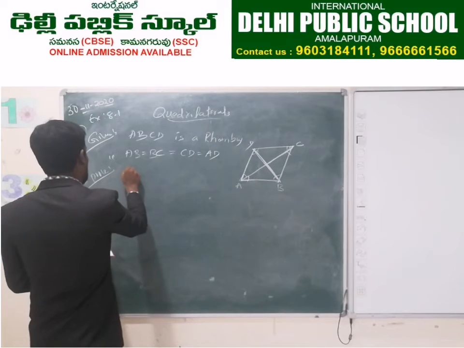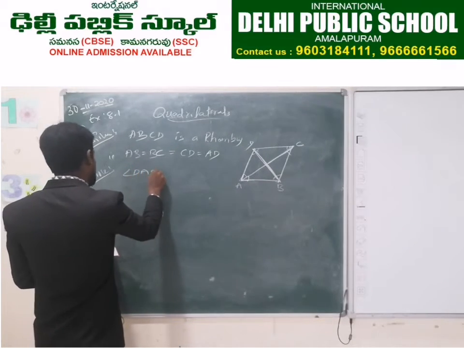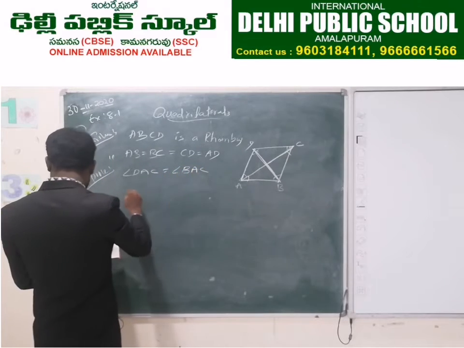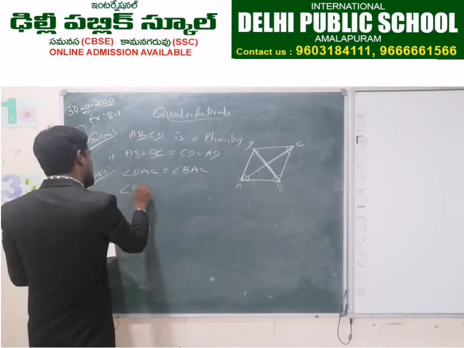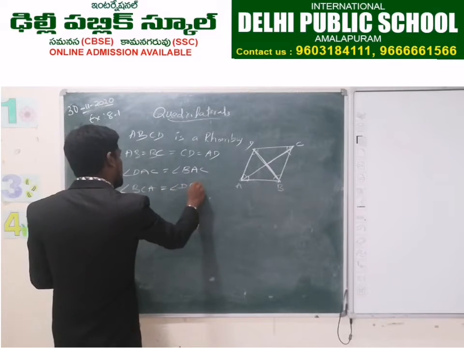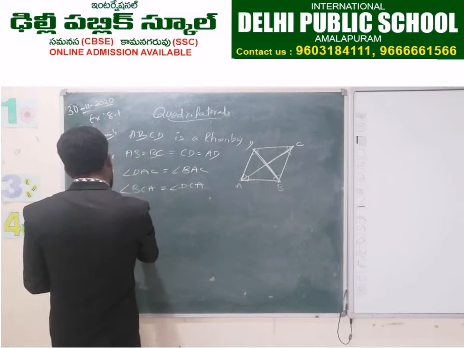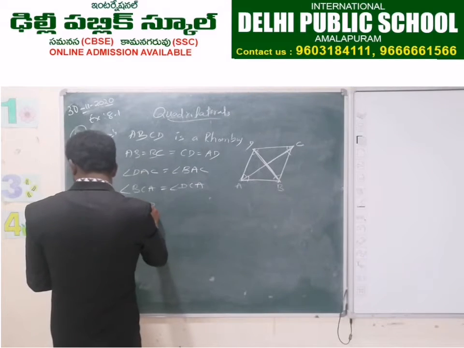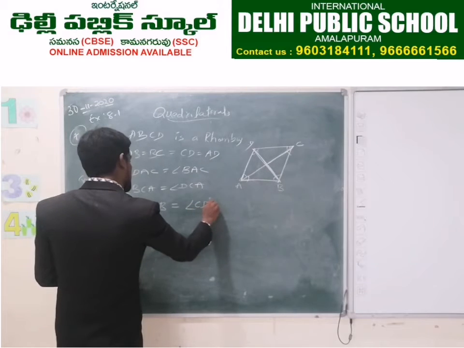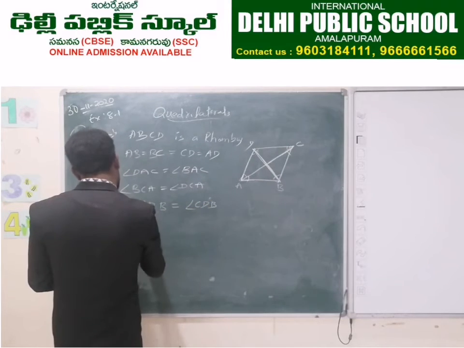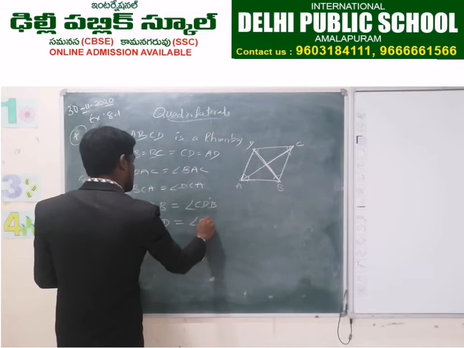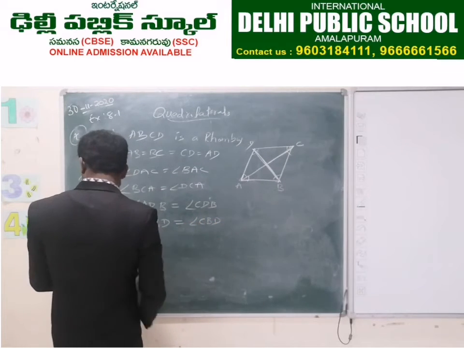To prove: DAC is equal to angle BAC. BCA is equal to DCA. ADB is equal to CDB. ABD is equal to CBD.